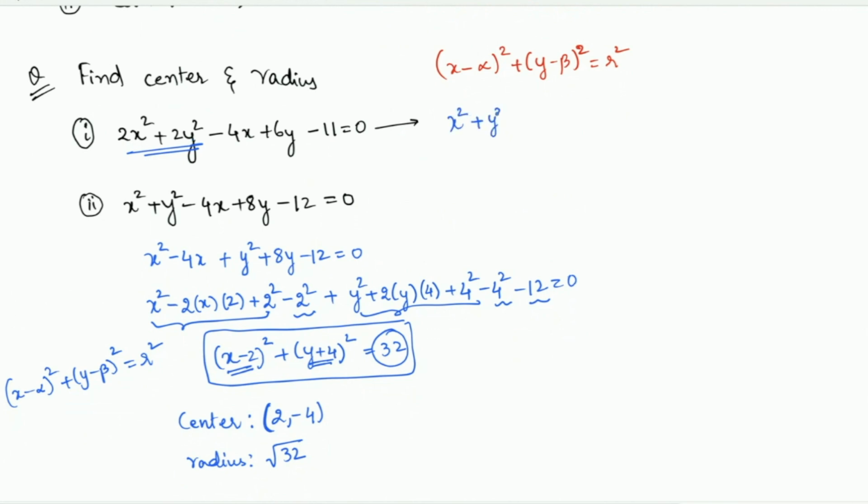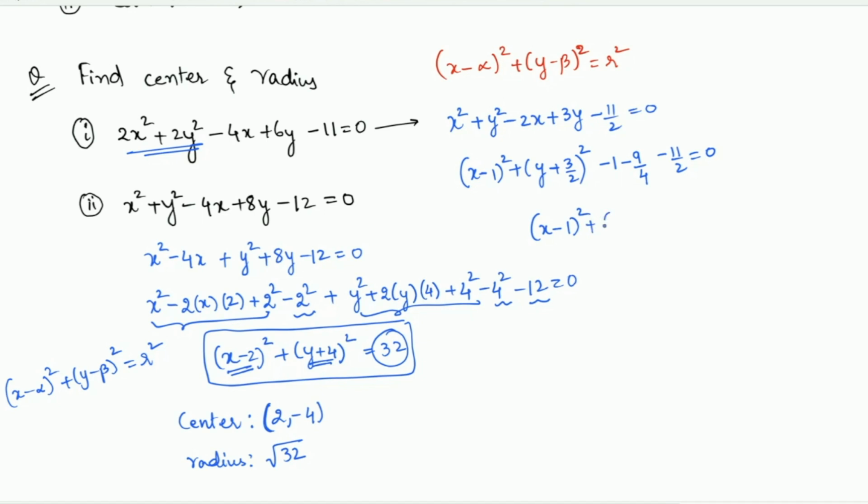x square plus y square, divide with 2. Minus 2x plus 3y minus 11 by 2 is equal to 0. Complete the square. I'm doing it directly. x minus 1 whole square. This is 3 here. Okay, no problem. y plus 3 by 2 whole square minus 1 minus 9 by 4 minus 11 by 2 is equal to 0.